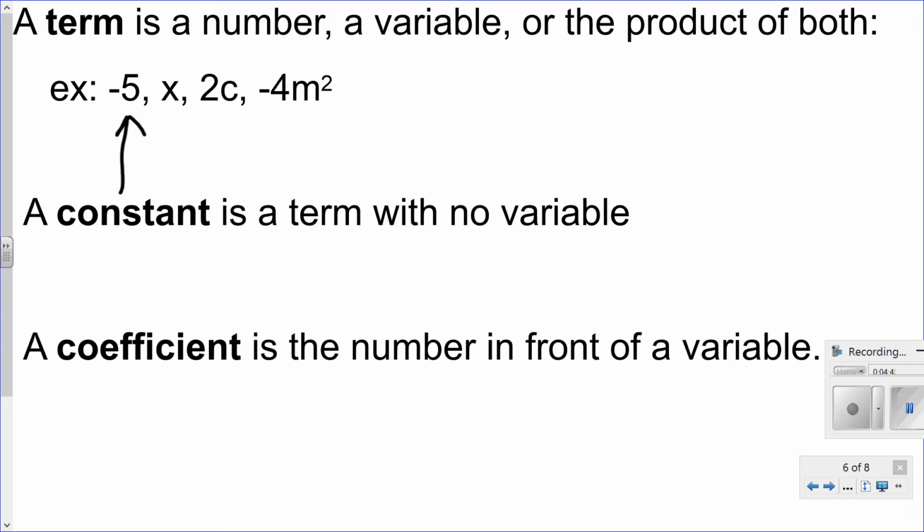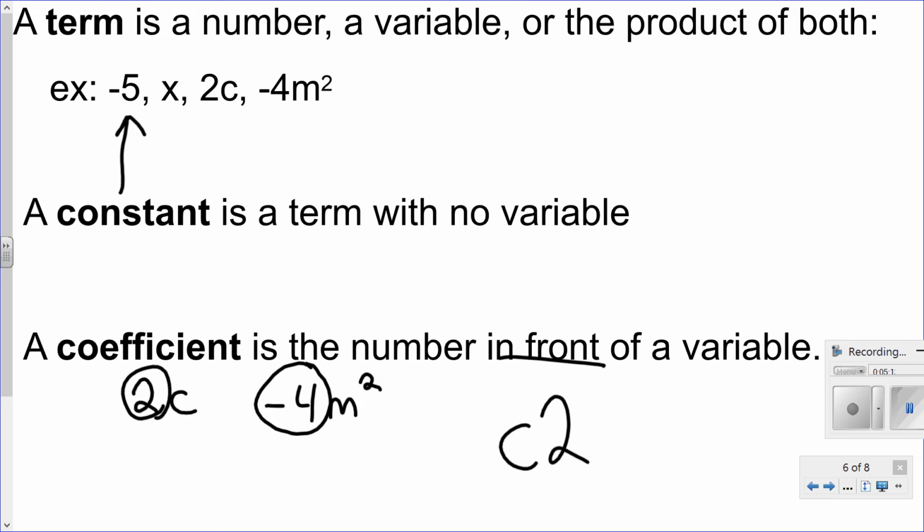A coefficient is the number in front of a variable. So in this case, the coefficient of 2c would be 2. Negative 4m squared, the coefficient is negative 4. Those are coefficients, the number in front of the variable. And you always write the coefficient in front. Make sure you write that down. Not c2 or negative m4. Those are incorrect. Okay? You always write the coefficient in front of the variable.